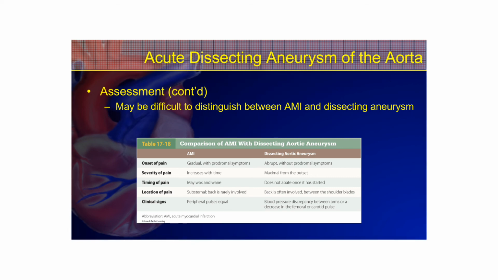Clinical signs: your peripheral pulses are typically equal in patients with an acute myocardial infarction. But with an aortic aneurysm, you may see a blood pressure discrepancy between the arms or a decrease in the femoral or carotid pulse, due to the location of that aortic aneurysm.